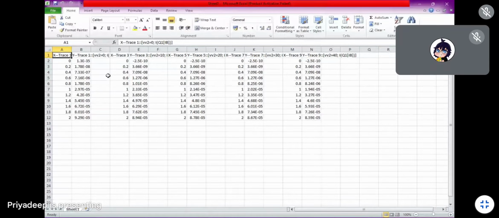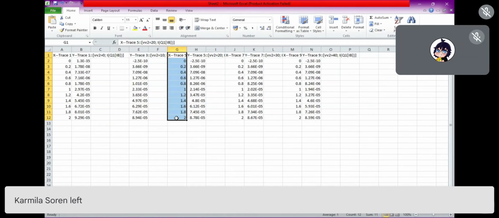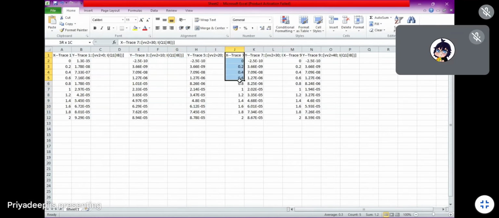You can see this X trace is common for all the 5 columns, yes or no? 0, 0.2, 0.4. You can keep one X trace and delete the rest of the 4 X traces. It is not required because the X axis is common for all the characteristics, right? Similarly, for VBB2 it is written above. You will do it later on. Just listen to me what I am saying. VB2 is equal to 0. You can see in column C.